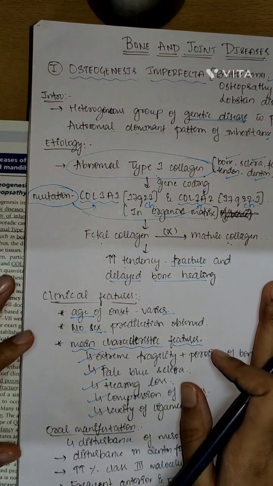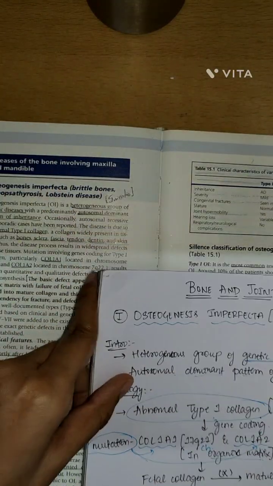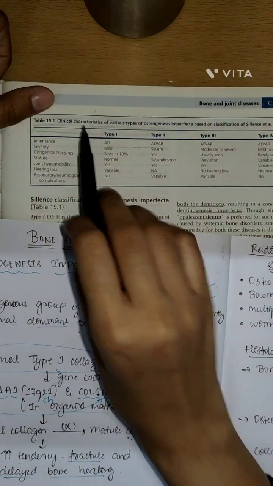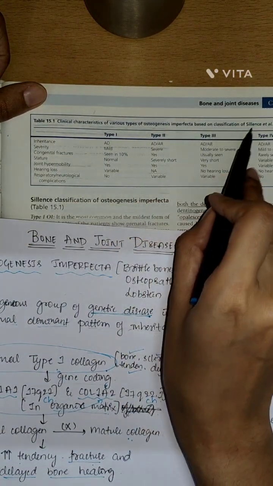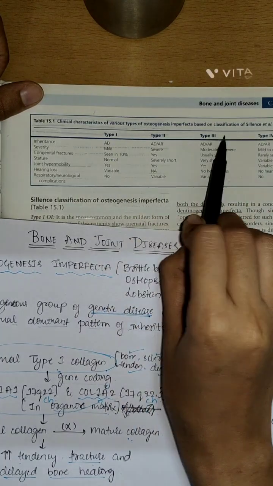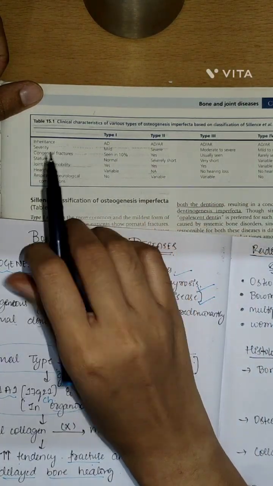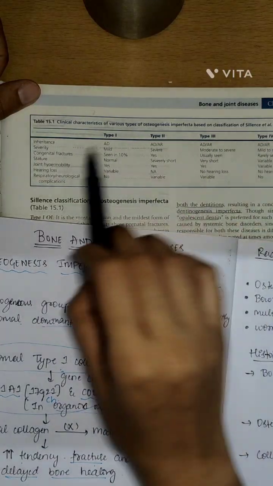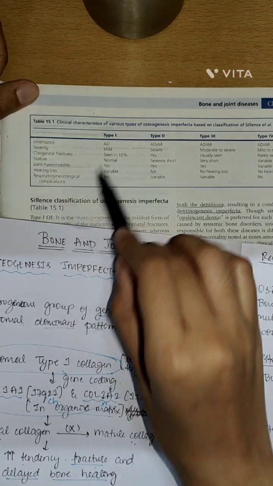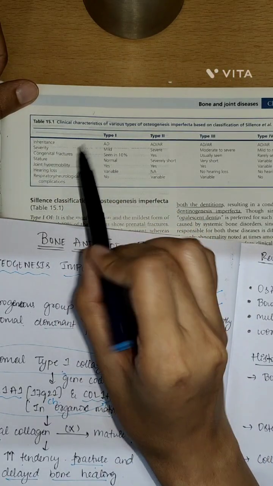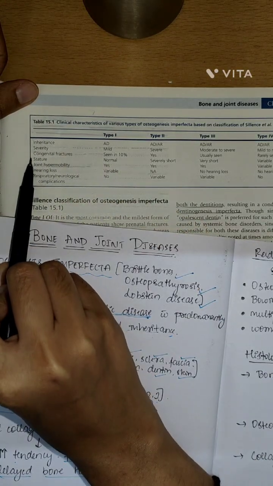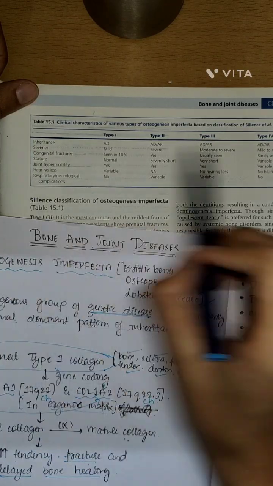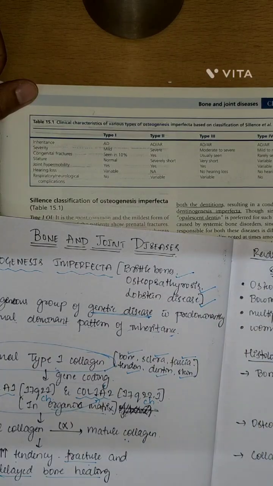Now, coming to the types of osteogenesis imperfecta. In Shafer's, they have given a beautiful table on that, which has basically 4 types of osteogenesis imperfecta, and they have divided it into inheritance, severity, congenital fractures, everything. They have given everything in detail, which we can write in the exam. It has inheritance, severity, congenital fracture, joint hypermobility, hearing loss, all the clinical features of the 4 types.